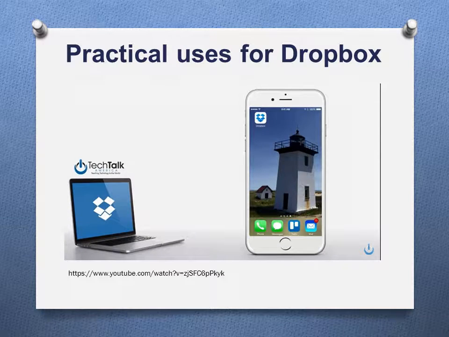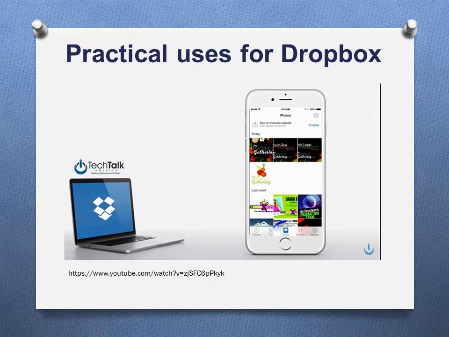If you want to use Dropbox to back up all the pictures on your phone, it's really easy. All you do is click on Dropbox, and when it opens, click on Photos at the bottom, and then you'll see up at the top where it says Turn on Camera Upload. Click Enable, and it will immediately start to upload all of your photos to your Dropbox account. Then from here on out, every time you take a photo, it's going to be automatically backed up to Dropbox.